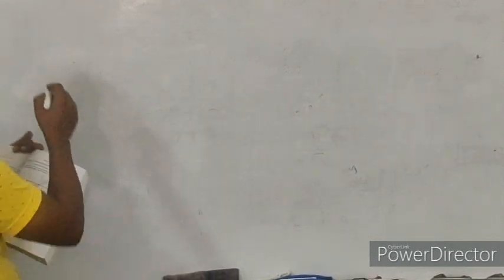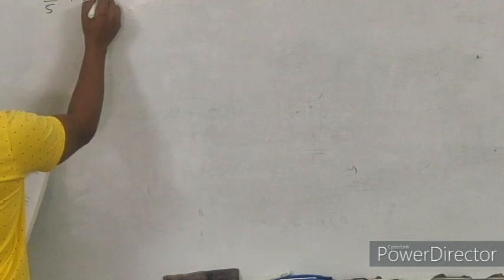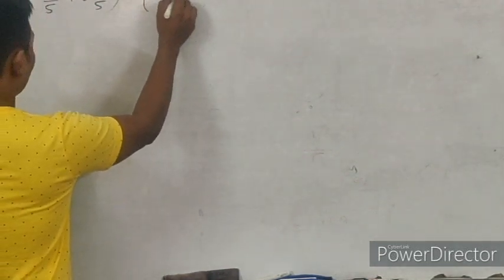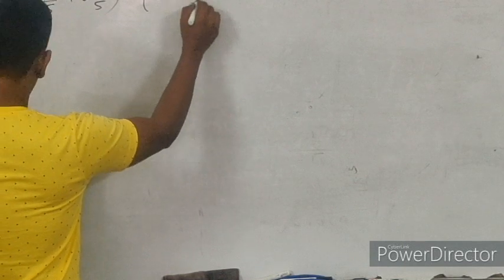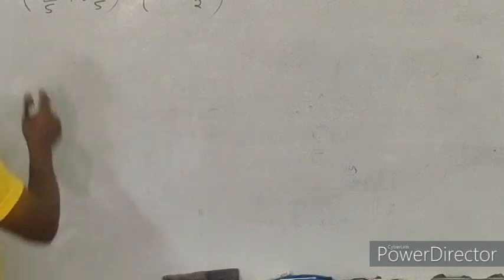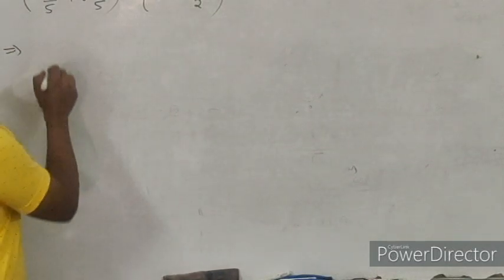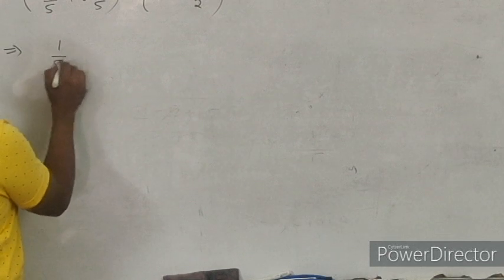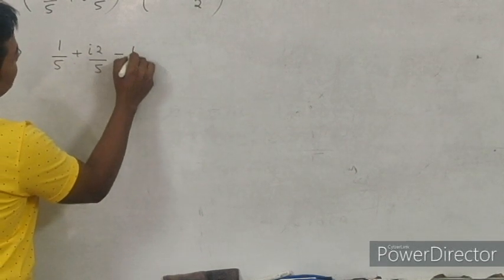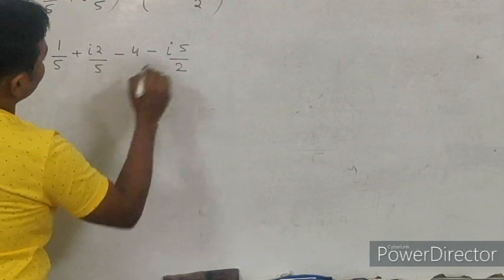So next question is (1 upon 5 plus i 2 upon 5) minus (4 plus i 5 upon 2). Okay, let us start. Let's solve this question. 1 upon 5 plus i 2 upon 5, minus 4 minus i 5 upon 2.